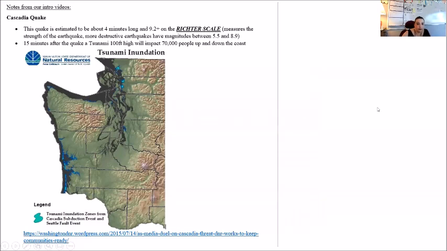Okay, so we had talked about the Cascadia Quake, right? So whether or not we should trigger the Cascadia Quake. Overall, I believe we said that we would actually trigger it with all the classes and all the different votes. So this quake is estimated, we said, to be 4 minutes long on a 9.2 on the Richter scale, which is really huge. And then we started saying, like, think about the time on this. Okay, so 4 minutes of 9.2 shaking, right?